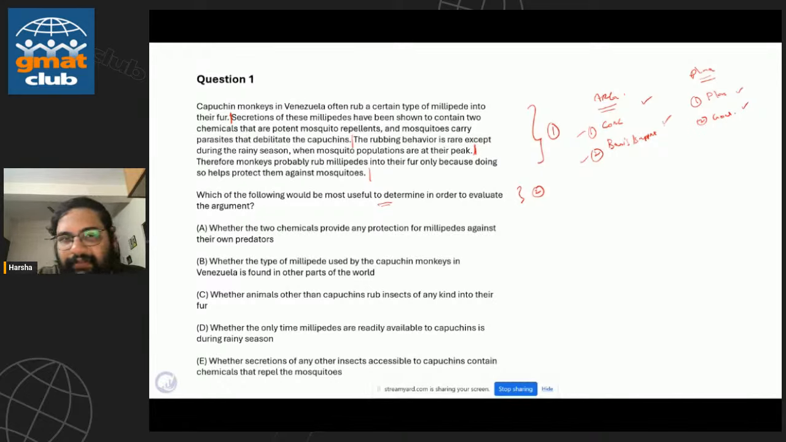Now, okay, you read this question: which of the following would be most useful to determine in order to evaluate the argument? It's a classic evaluate the argument question. It doesn't stop there. Once you read the argument or passage, you try to bring clarity on conclusion and basis, or plan and goal. Once you read the question stem, before you jump to the answer choices, one of the things you should do is build absolute clarity on what it is you need.